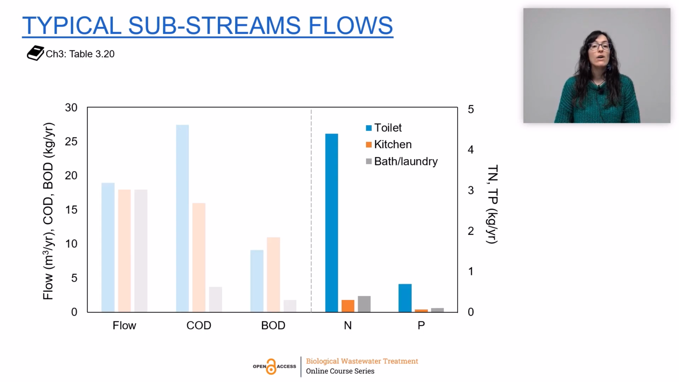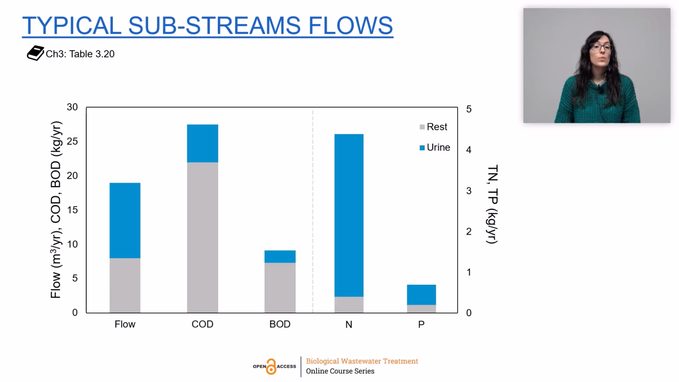If we look now at the nutrient load, the toilet is the major contributor, especially for the case of nitrogen. And if we take a closer look at the toilet stream, we can see that urine is the main contributor to the nutrient load. It also supposes more than half of the volumetric flow from this stream. However, only a small fraction of the organics is due to the urine.